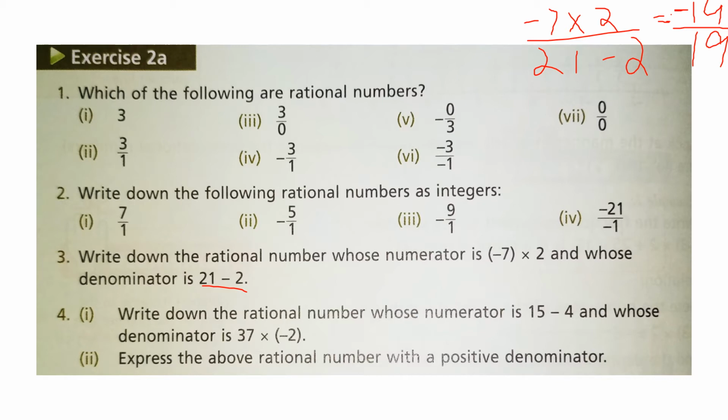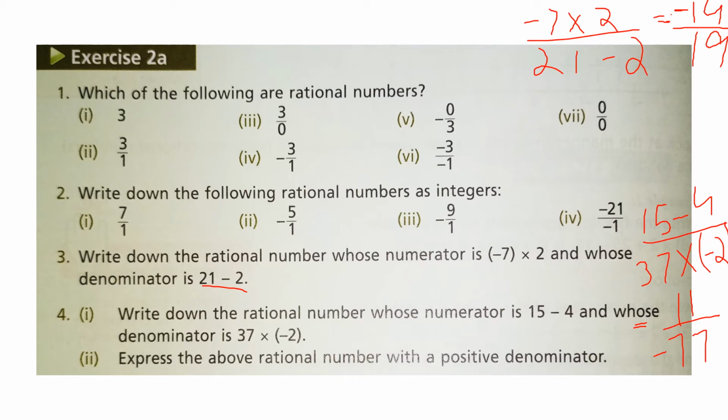Now in question number 4, again we have to write a rational number whose numerator is 15 minus 4 and denominator is 37 multiplied by minus 2. So if you solve them, the numerator would be 11, and what is 37 multiplied by 2? It is 77, and with the minus sign, minus 77. So this is the required rational number.